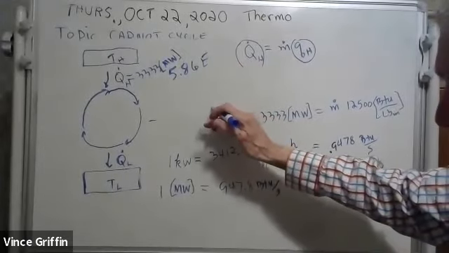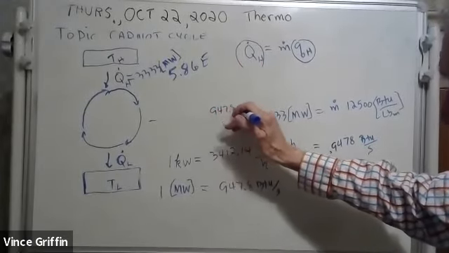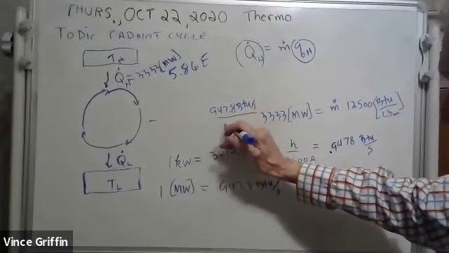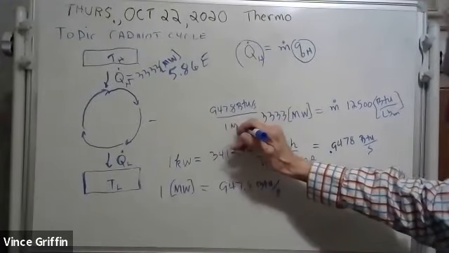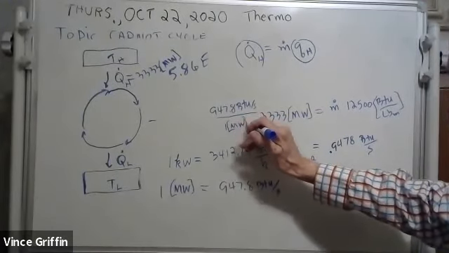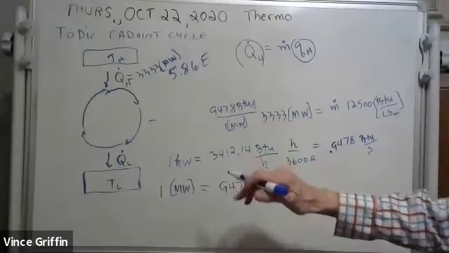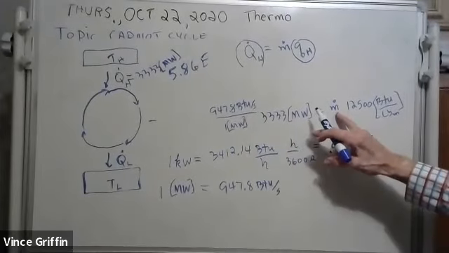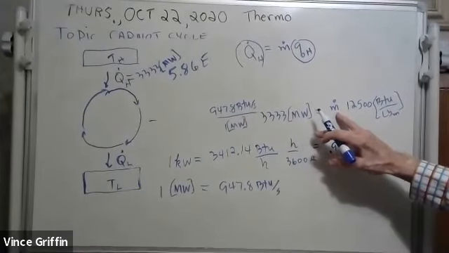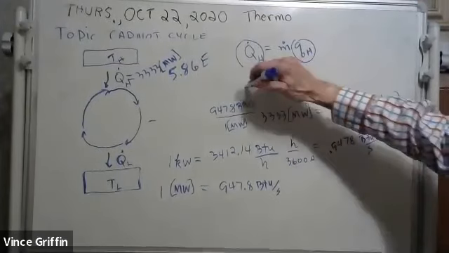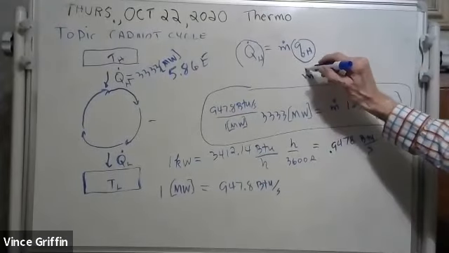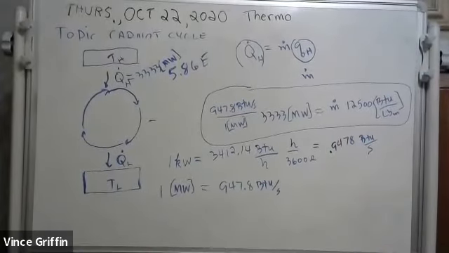We're going to multiply by 947.8 BTUs per second is equal to 1 megawatt. And see, you can cancel the megawatts and you'll have BTUs per second. And so this will give you pound mass per second. Mohammed, I want you to put this in your calculator and tell me what you get for your mass flow rate.